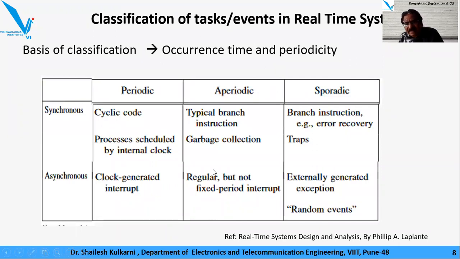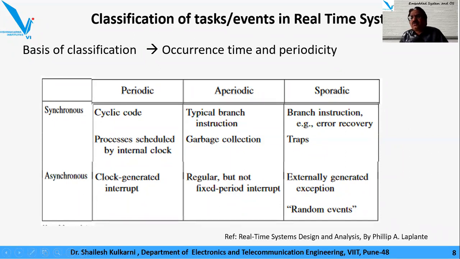Okay, so in the next category of asynchronous and aperiodic, what do we have? This particular regular but not fixed period interrupt. That's what I was talking about. Aperiodic in a sense that the probability of occurrence is less as against the periodic task. And in the asynchronous sporadic one, you have externally generated exceptions, and those are referred to as random events. Any random process is always modeled with the theory of probability, isn't it? So the theory of probability comes to the rescue when you have tasks of the sporadic and asynchronous order.